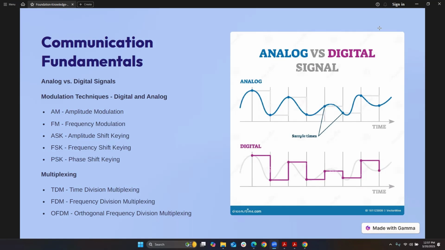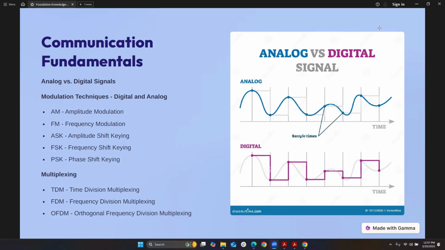So one is analog modulation, and the other one is digital modulation. If we talk about analog modulation, there are two types. AM, which is amplitude modulation, is used in AM radio systems where the strength of the wave changes. And frequency modulation is used in FM radio systems where the frequency of the wave is changed.